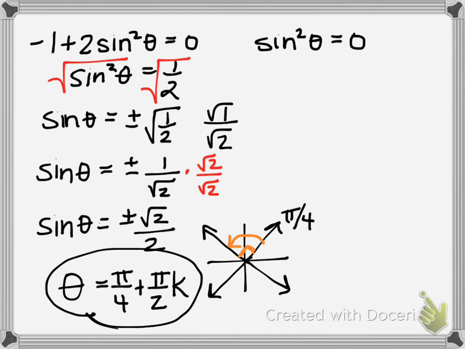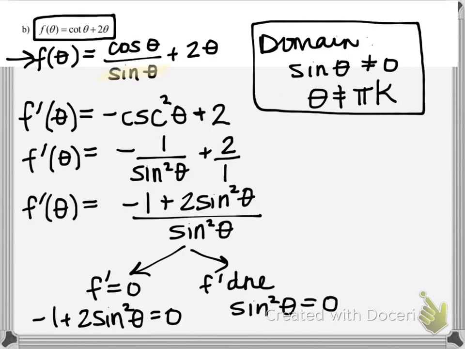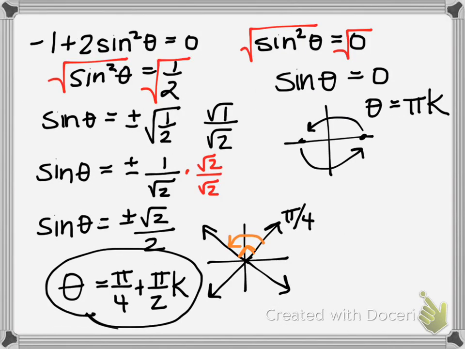But resist the temptation to think that you're done, because don't forget there was the second branch, which was solving sine squared is equal to 0. If you think of this as square rooting both sides, now sine theta is equal to 0. And again, on the unit circle, that's going to occur at 0 and at pi and around. So that would be theta is equal to pi times k, multiples of pi. But notice if you go back to that domain again, we were not allowed to have multiples of pi. Those values were not in the domain. Therefore, these values are not going to be considered critical numbers since they're not in the domain.